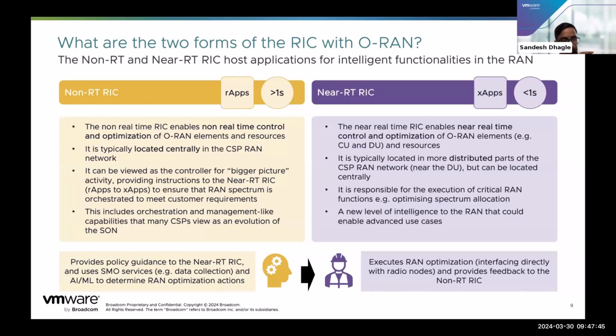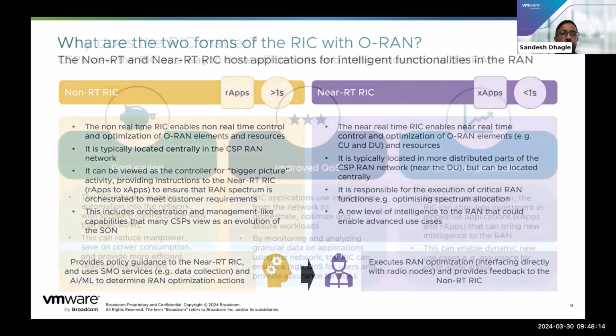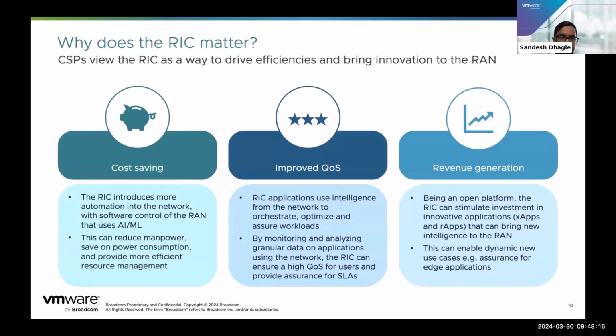And the non-real-time RIC also takes care of the orchestration and management capabilities, whereas the real intelligence would come from the near-real-time RIC, where you would have various RAN algorithms. And these two working together through the A1 interface is what provides the AI/ML capabilities. I'll show you in the next slide for that.